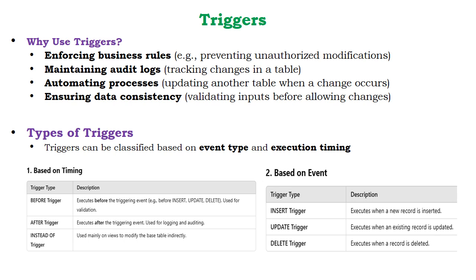Next, based on event, there are three categories: insert, update, and delete. Insert trigger means it executes when a new record is inserted. Update trigger means it executes when an existing record is updated. And delete trigger means it executes when a record is deleted.